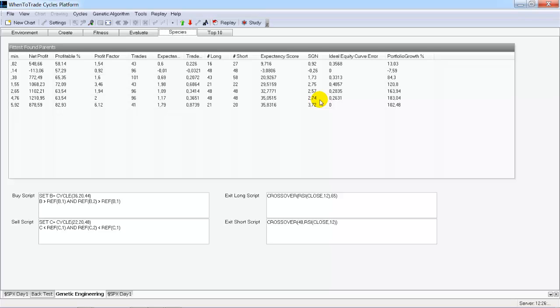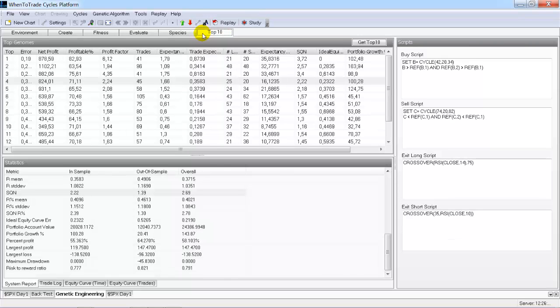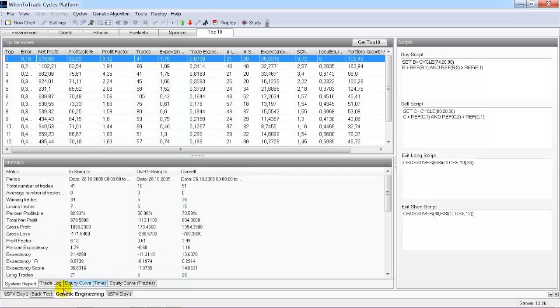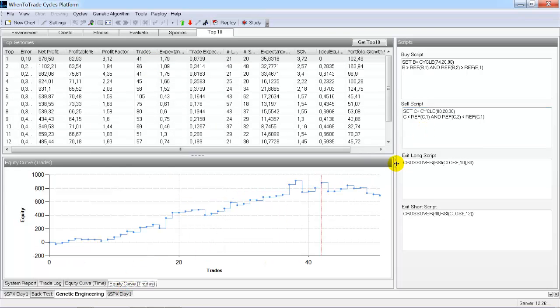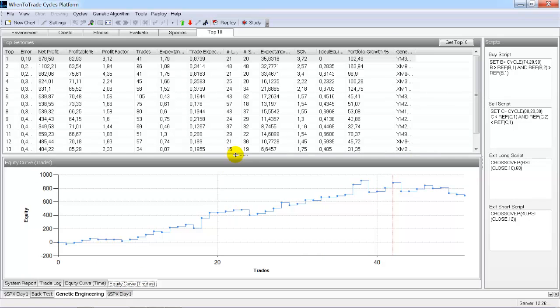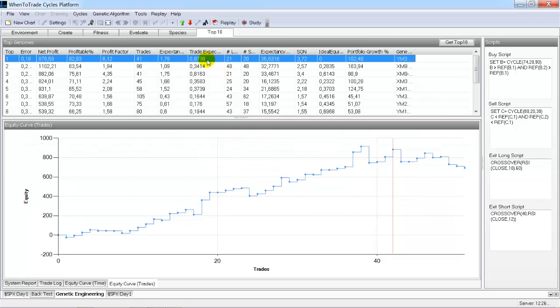So we can stop our genetic evolution process after just 5 minutes, and then we will move on to the top 10 systems found here. So now we will review the equity curve based on the found systems here. So we can browse it.